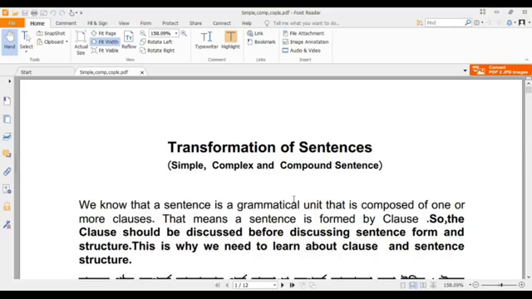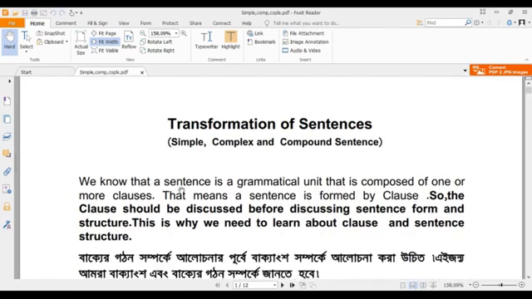Today's lesson is transformation of sentence. We have to transform simple, complex and compound sentences and vice versa. For the transformation of sentences, we have to know about some grammatical items, like clause and sentences.